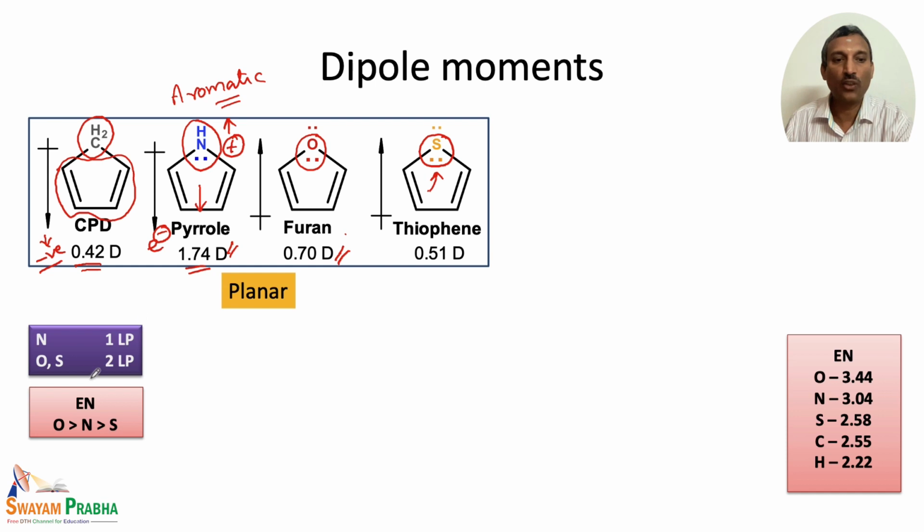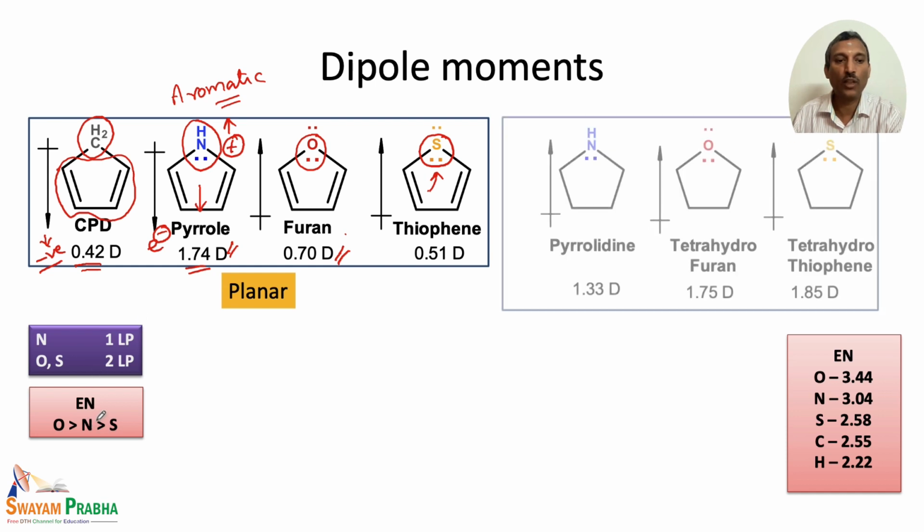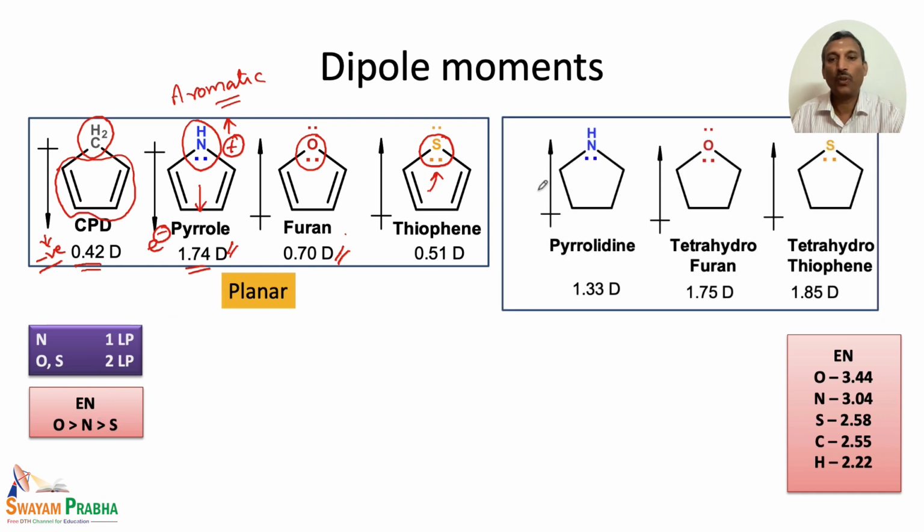So this is actually explained based on the electronegativity difference. But if we go to the saturated ones, that is pyrrolidine, tetrahydrofuran and tetrahydrothiophene, these are all the three systems. In these systems, there is no delocalization of electrons. So in other words, the nitrogen retains its lone pair, oxygen retains its lone pair, sulfur retains its lone pair.